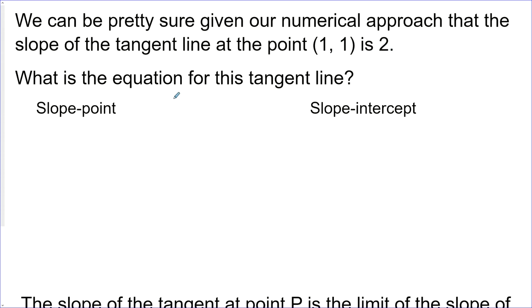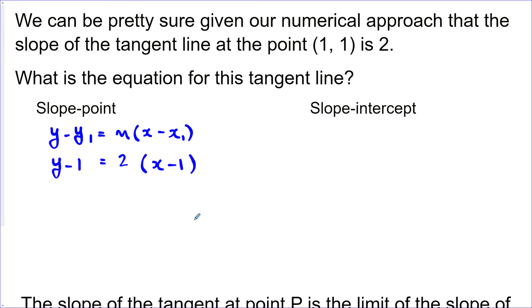What is the equation for this tangent line? First we'll do slope point form, the underappreciated form of a linear line. And that would be y minus y1 is equal to m(x minus x1). Now the point we know is (1, 1) and the slope is 2, so we just plug those things in. y minus 1 is equal to 2(x minus 1). And we're done. This is an equation of the tangent line.